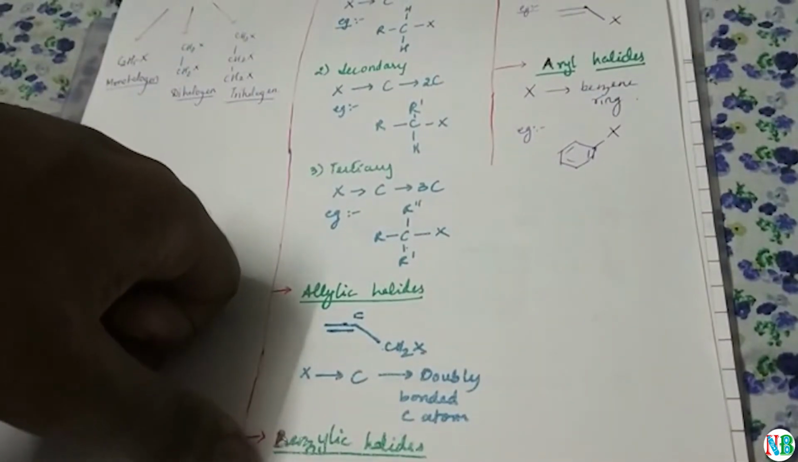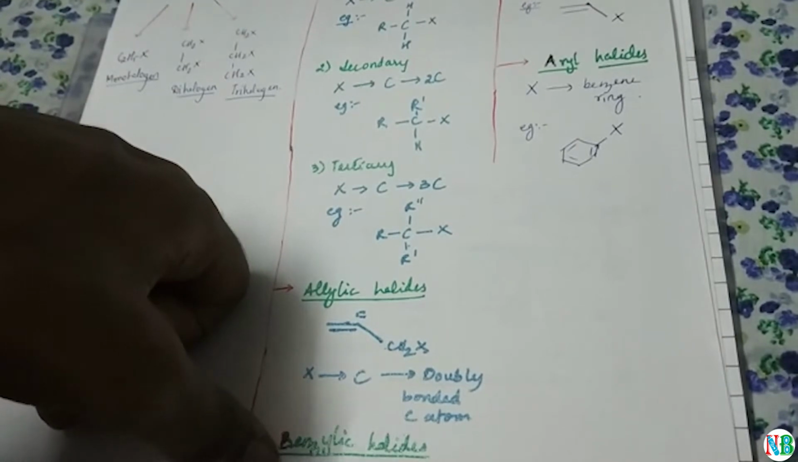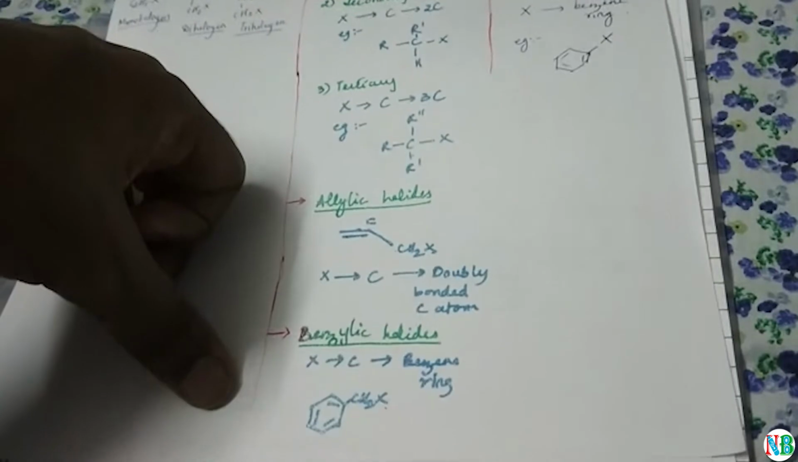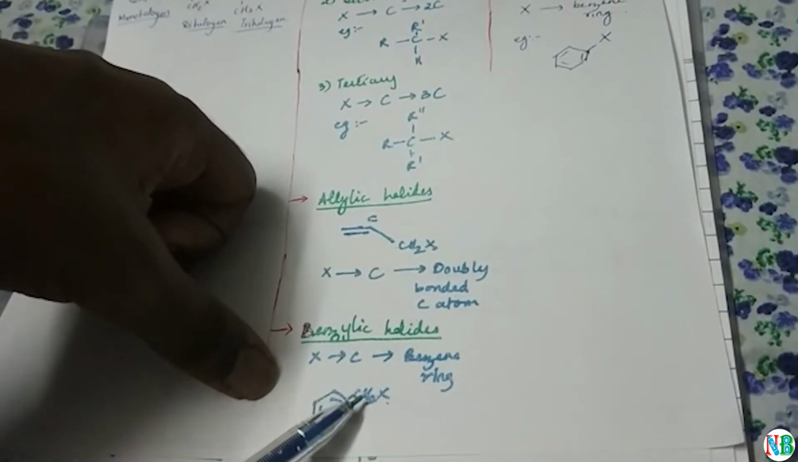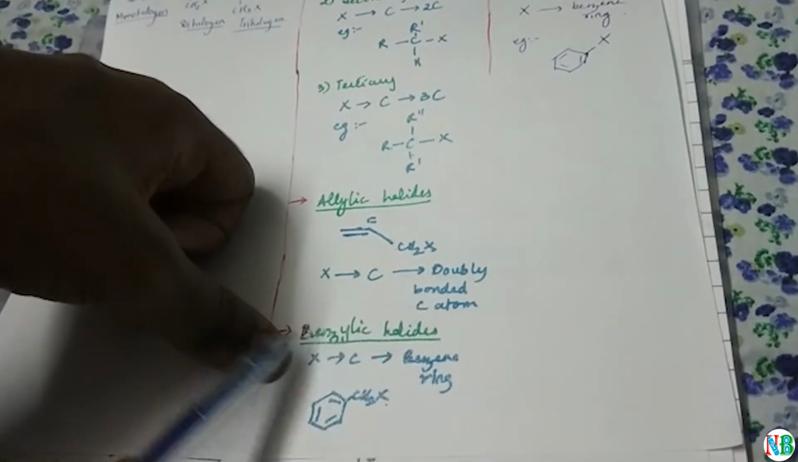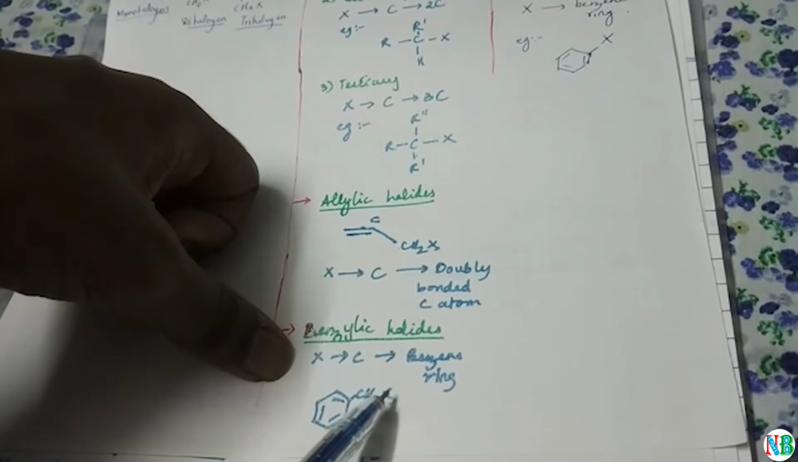Moving on, we have benzylic halides. In benzylic halides, I have my halogen which is attached to a carbon which is attached to a benzene ring. Once again, what is a benzylic halide? Halogen is attached to a carbon which is attached to a benzene ring. So here we get a benzylic halide.